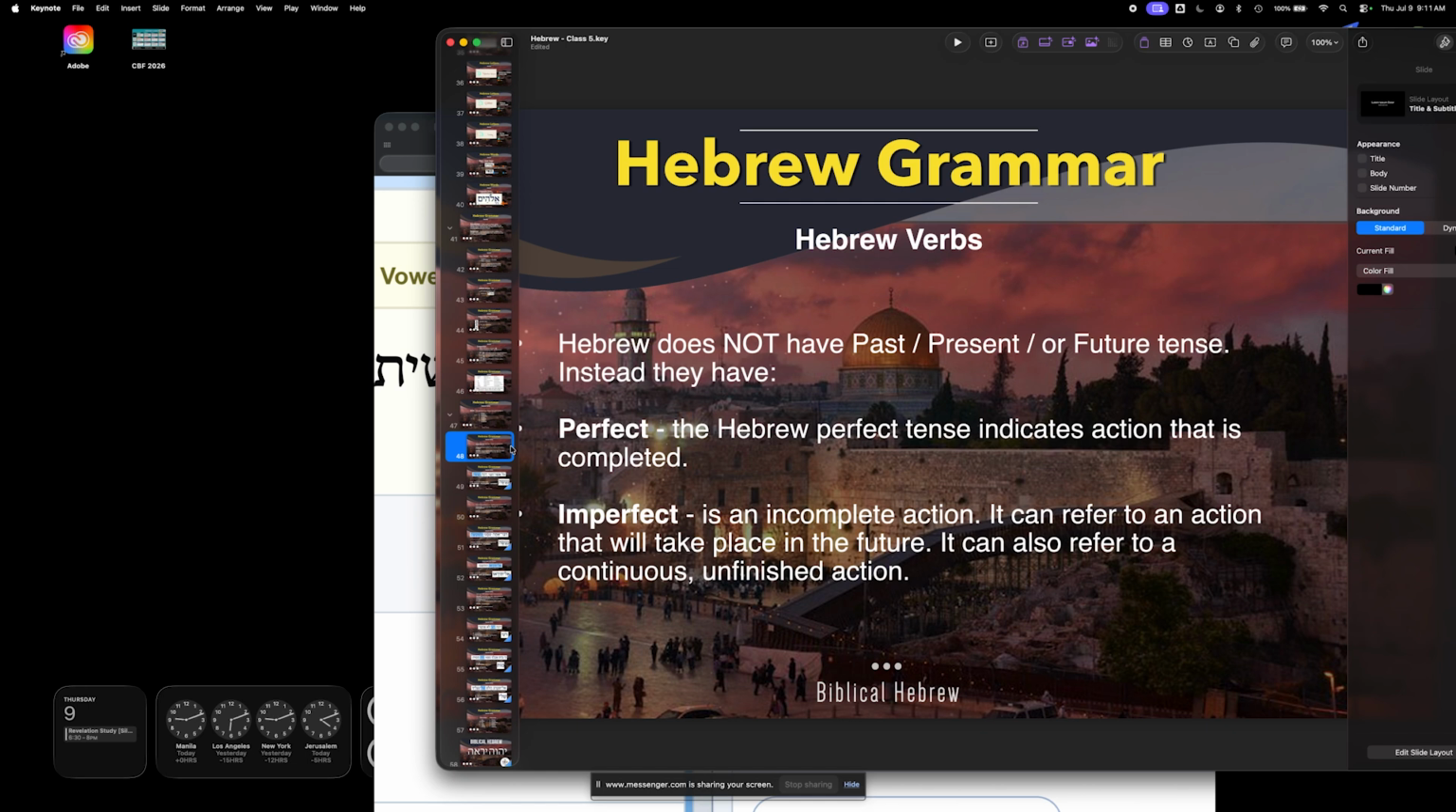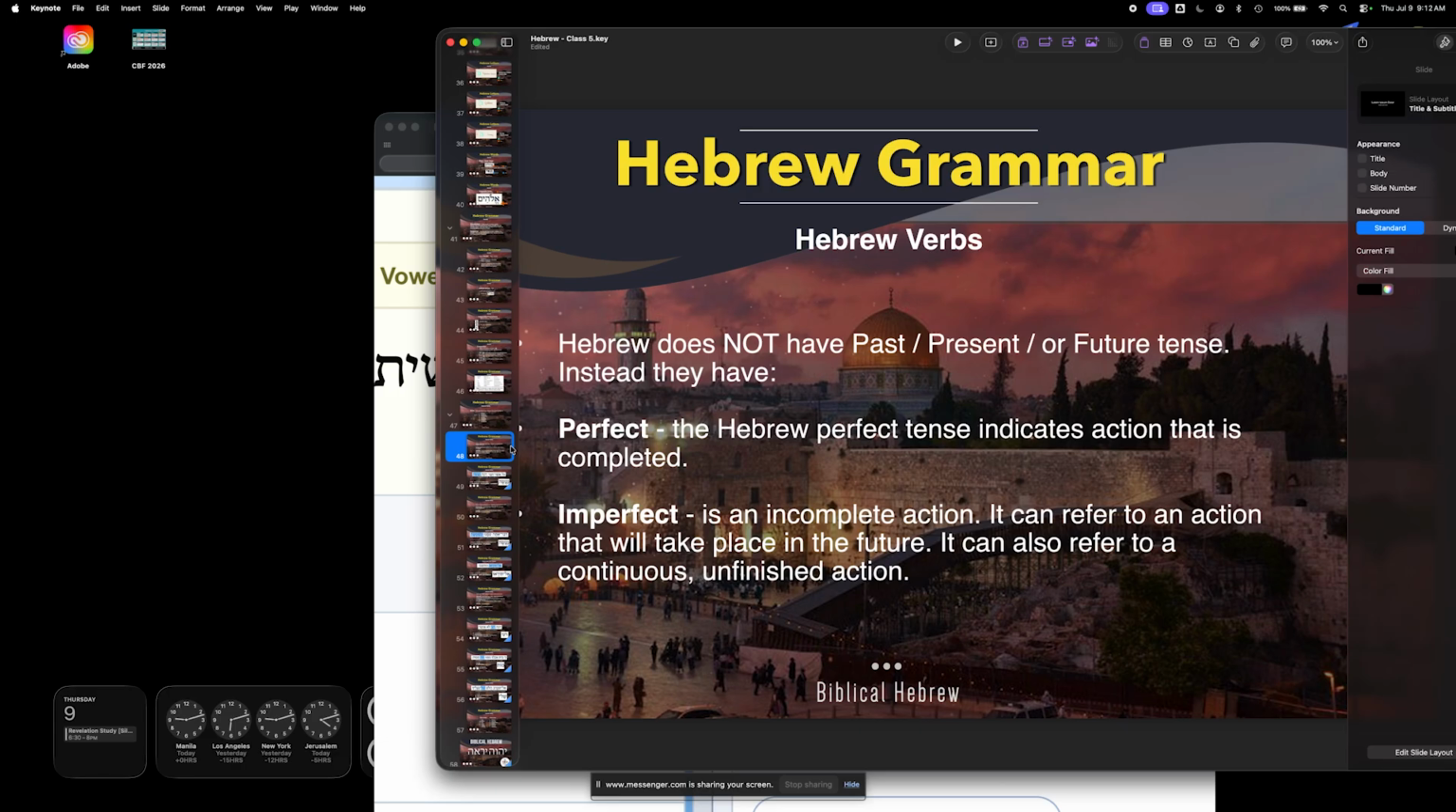Okay, let me help you kind of grasp what that means. Hebrew doesn't have past, present, or future. I repeat the weight of that. Hebrew verbs do not have tenses the way we think of tenses. There is no past, present, or future tense in Hebrew verbs. Crazy. What does it have? Completed action or an incomplete action. If it's a completed action, it's perfect, it's done, it's completed. If it's an incomplete action, it's imperfect, it's not complete.